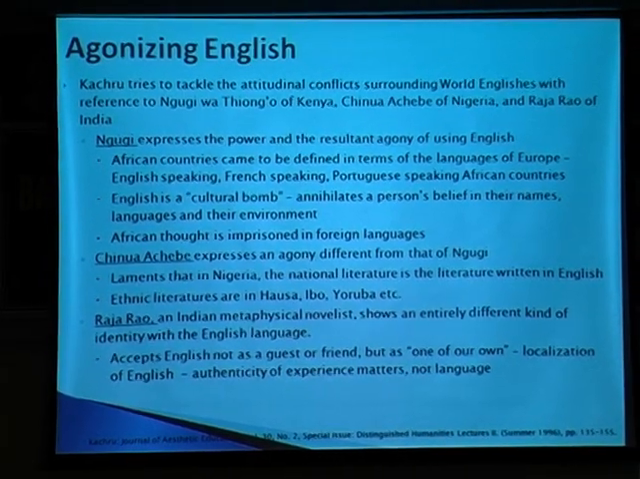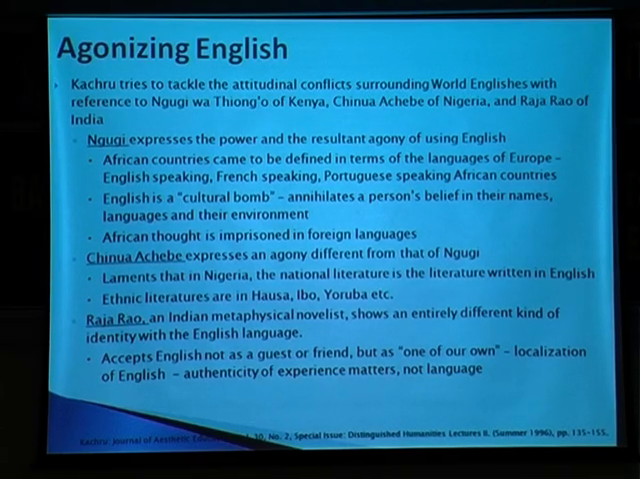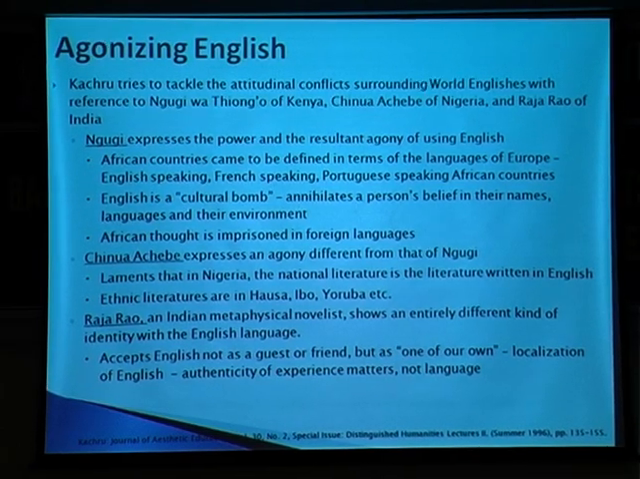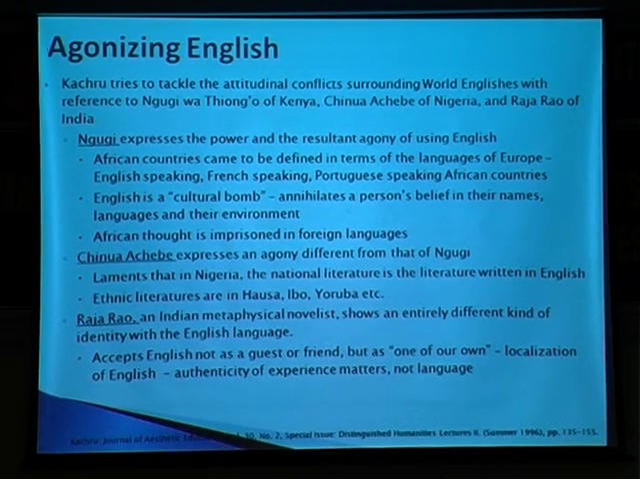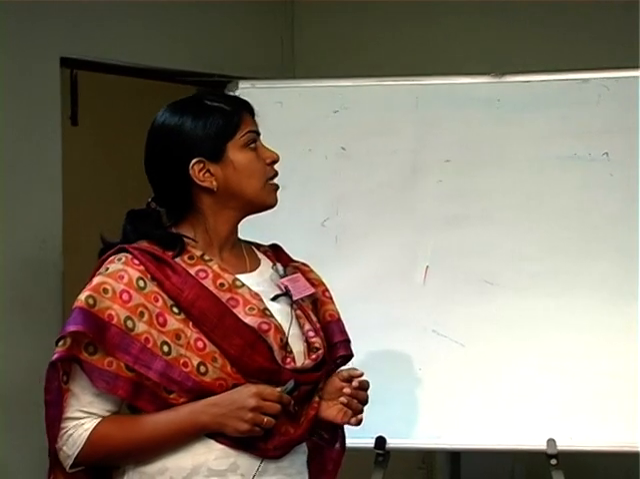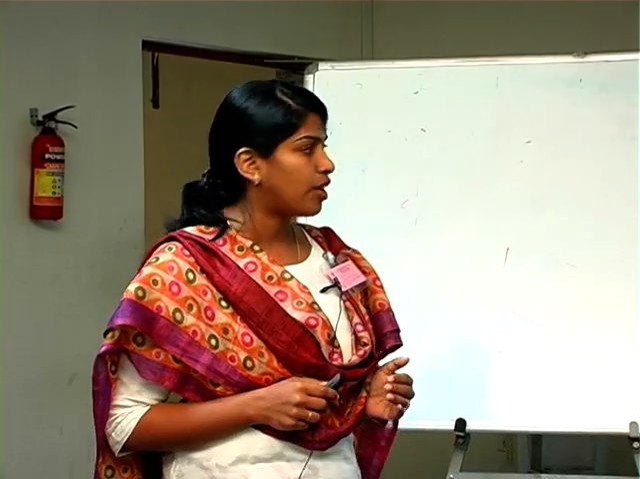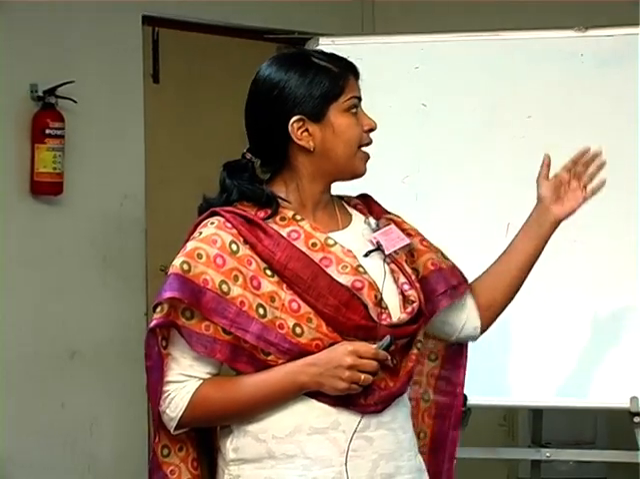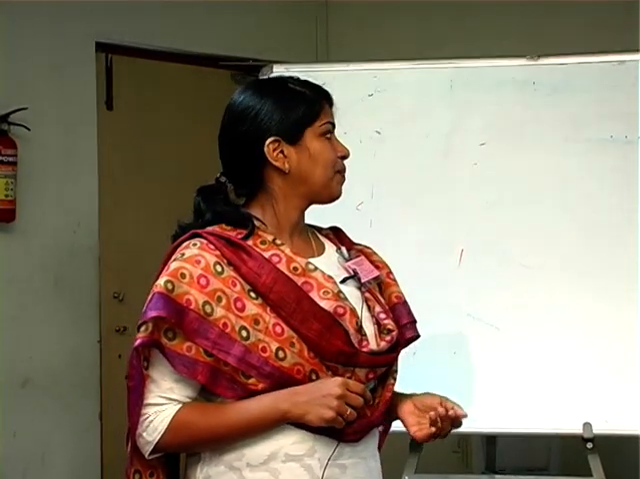He says Ngugi expresses the power and the resultant agony of using English when he says African countries came to be defined in terms of the languages of Europe, like English-speaking, French-speaking, Portuguese-speaking African countries. And for him, English is a cultural bomb. It annihilates a person's belief in their names, languages and their environment. He also says that African thought is imprisoned in foreign languages, and that was a real matter of agony for him. And then again we have Chinua Achebe and Raja Rao of India, who also lament the same kind of agony.